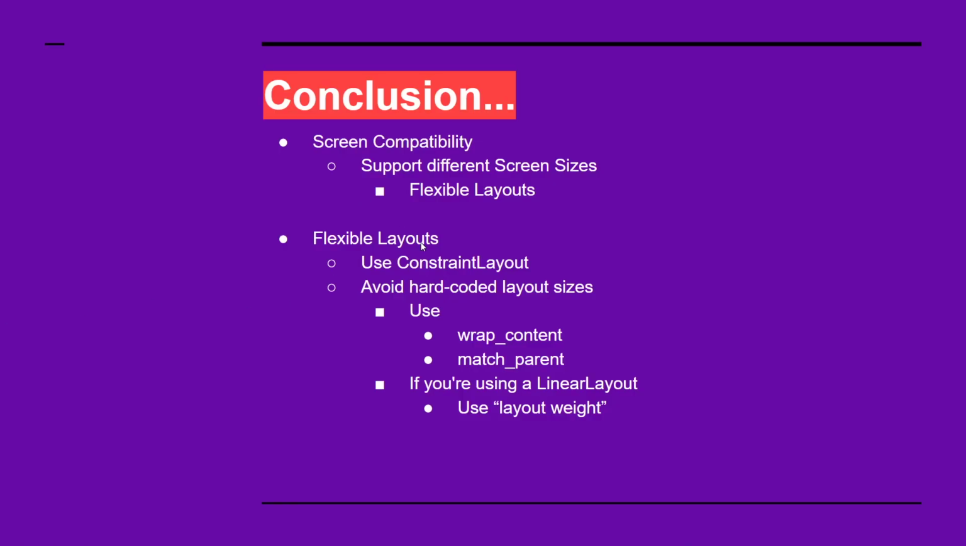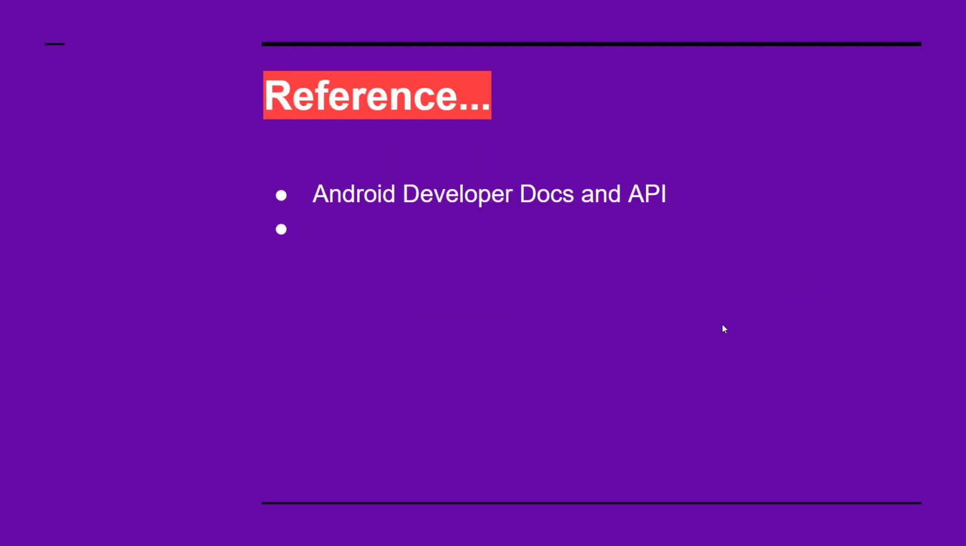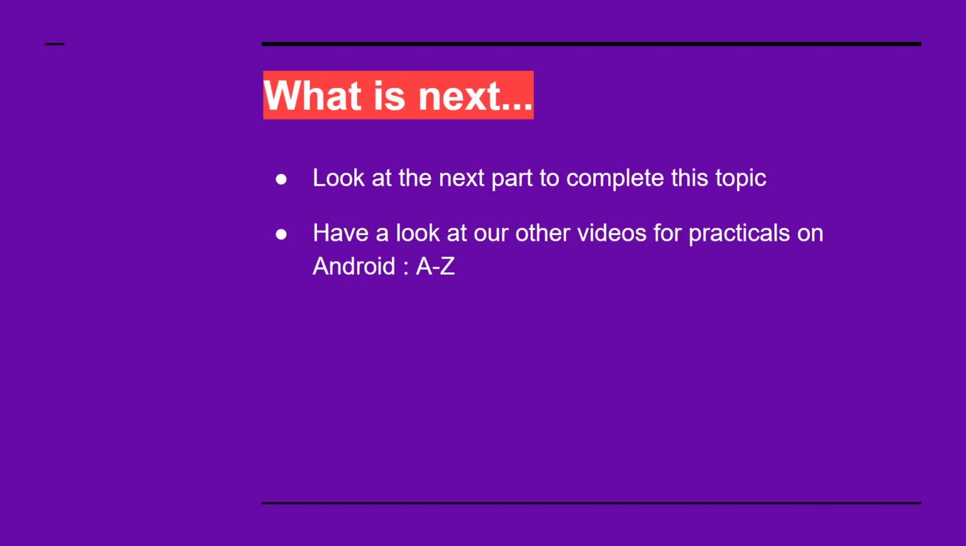So the conclusion is, once again, you improved your knowledge about screen compatibility, and you learn more about constraint layouts. Avoiding hard-coded layouts will be discussed in the next practical soon after this. References for Android developer docs, and make sure to have a look at the next lessons to complete this.